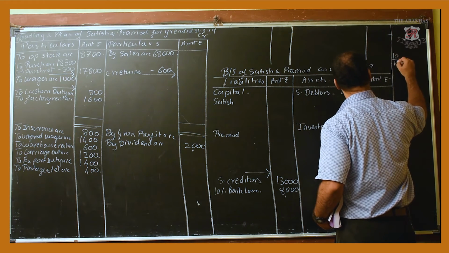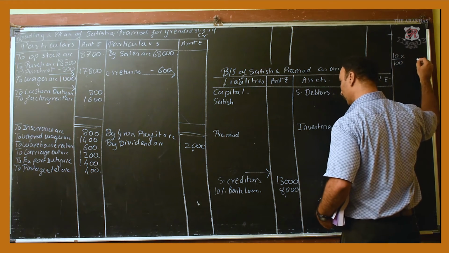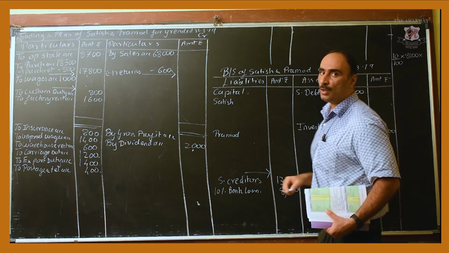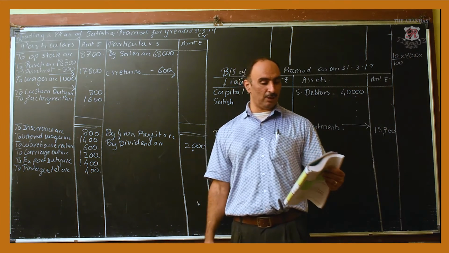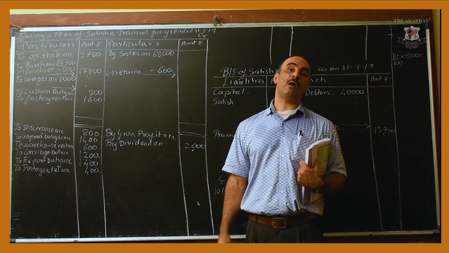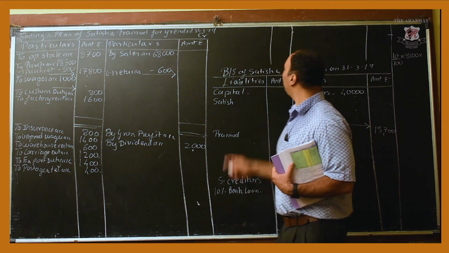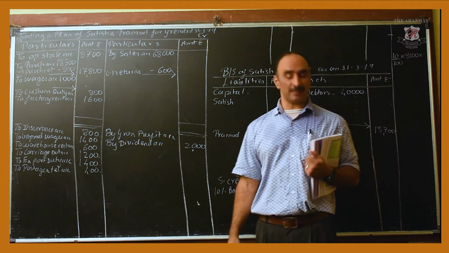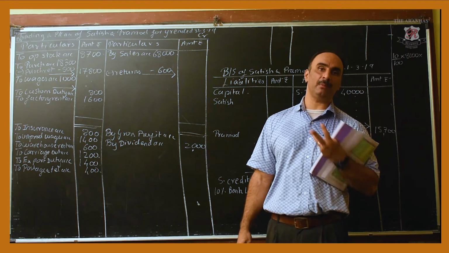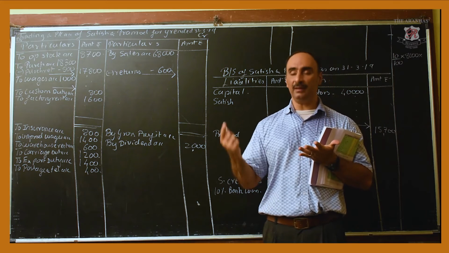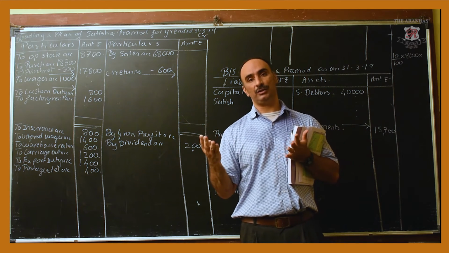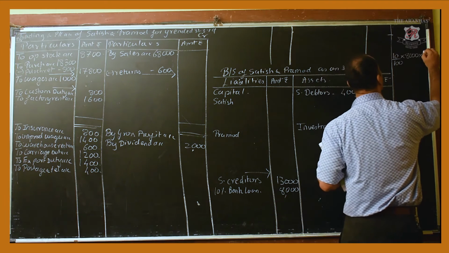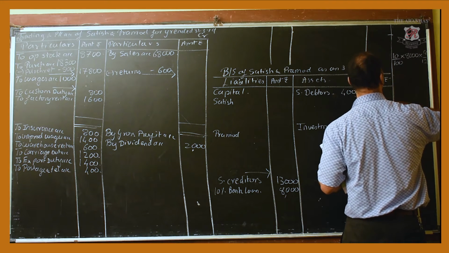So let us calculate how much we have to pay. 10% means 10 upon 100 of 8,000, which is the bank loan. And this loan was taken when? On 1st of July. So from 1st of July till we are preparing the balance sheet on 31st March, how many months will that be? Let's count. July, August, September, October, November, December, January, February, March. So a total of 9 months has passed since I took the loan. So I will take the interest for 9 months.